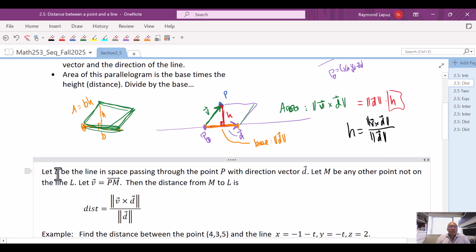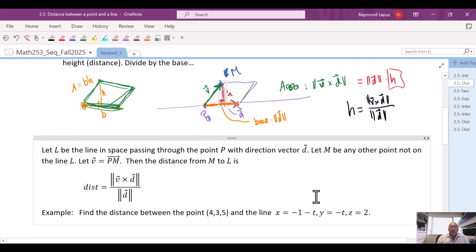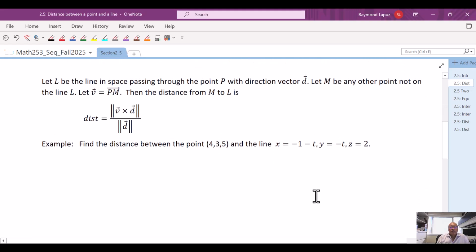Here's the setup. L is a line passing through the point P, and I think the way this is set up, this is M, so let me change my notation and call this M. So M is another point that's not on the line. Then we make this vector V go from P to M, and the distance from the point M to that line, which is this vertical line H that we're looking for, is given by this expression, which is what we found over here. All right, let's do an example. Here is our example, and let's just look at the formula.